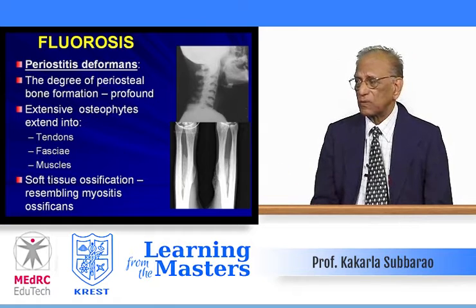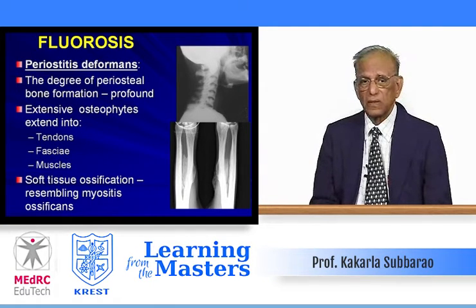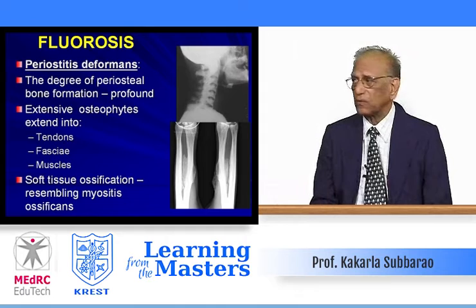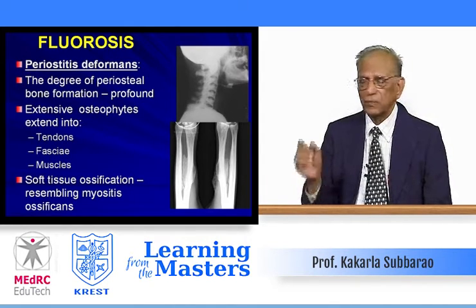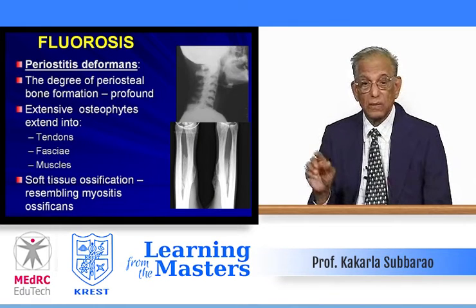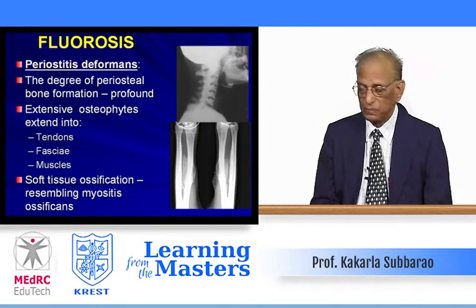Look at the forearm bones. The interosseous membrane is ossified. That is the hallmark of fluorosis. Also look at the cervical spine. These interspinous ligaments, the posterior longitudinal ligament is also ossified.